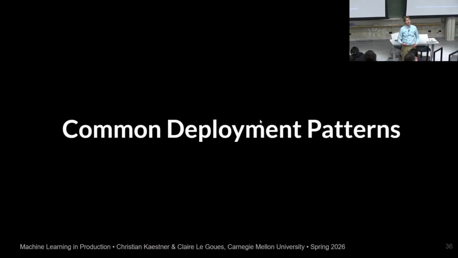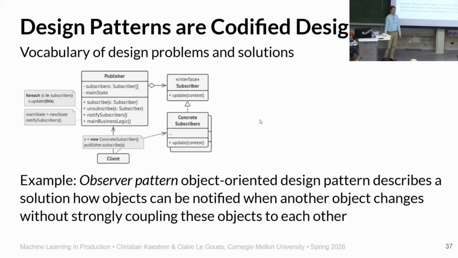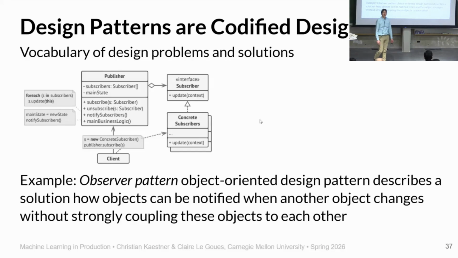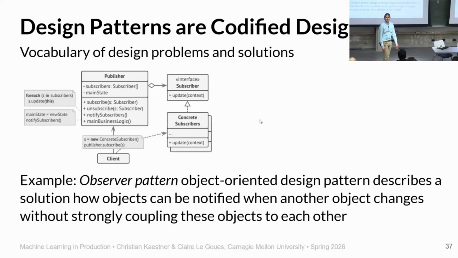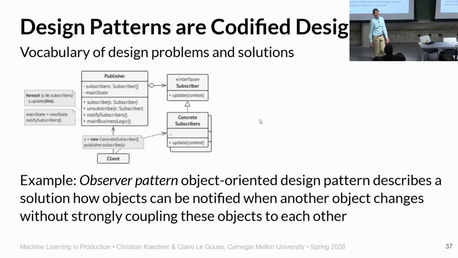One more thing that people who do software design and software architecture do a lot is try to codify common knowledge as patterns. I suspect most of you have seen design patterns somewhere in your degree, as an undergrad somewhere. What's the observer pattern? I guess it's on the slide. What's the strategy pattern? Let me pick a different one.